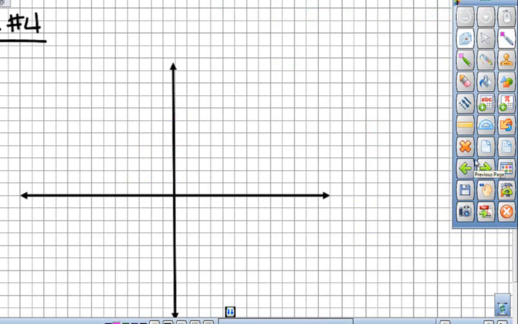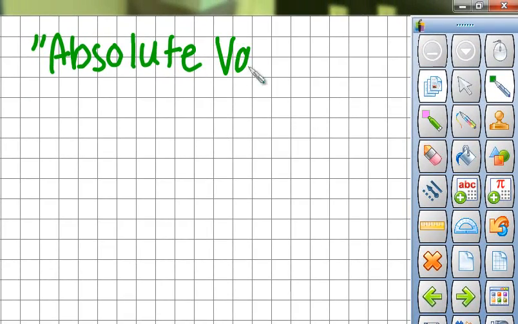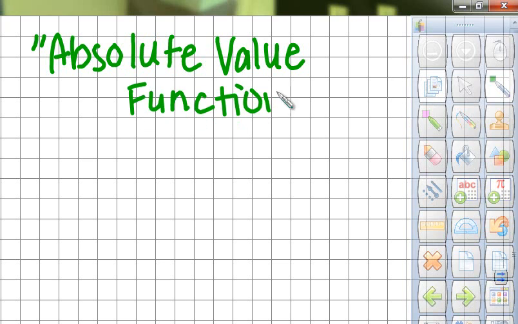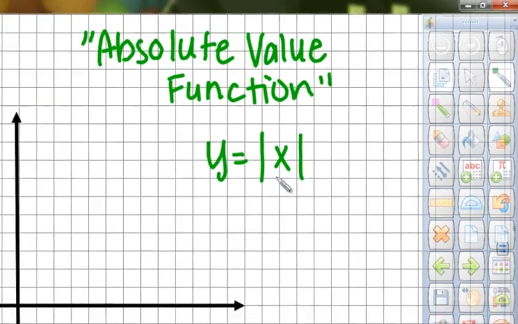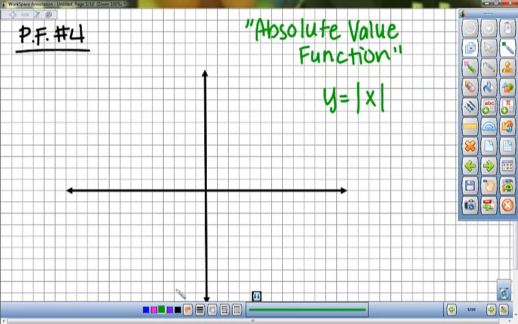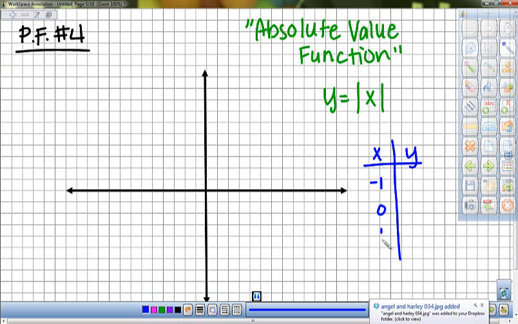Alright, parent function number 4 is our absolute value function. Hopefully everybody remembers what the absolute value symbols look like. They're the ones that look like the bars on either side. There's those straight lines. Now remember, absolute value literally means the distance from 0 on a number line. So here, if you want to make yourself this little t-chart to get some values, if you don't remember what the parent function looks like, let's do the same thing again. Let's get a negative, a 0, and a positive.